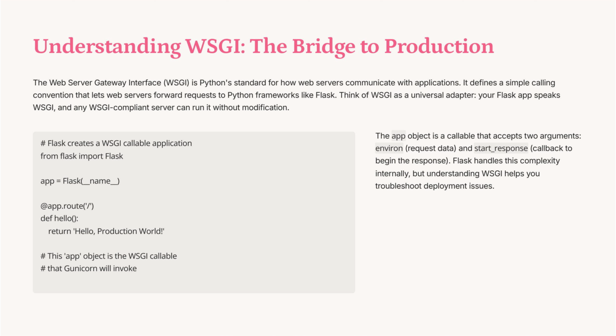The Web Server Gateway Interface, WSGI, is Python's standard for web server and application communication. It acts as a universal adapter, allowing any WSGI-compliant server to run your Flask app without modification. The app object in Flask is a WSGI callable, handling request data and initiating responses, crucial for troubleshooting deployment issues.